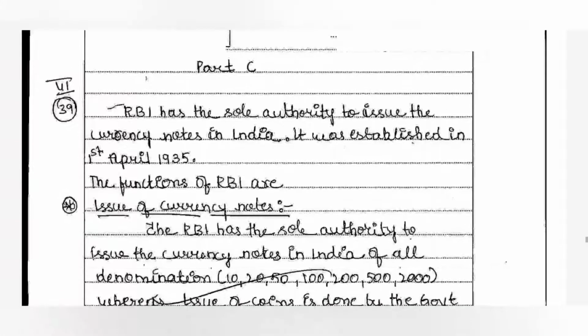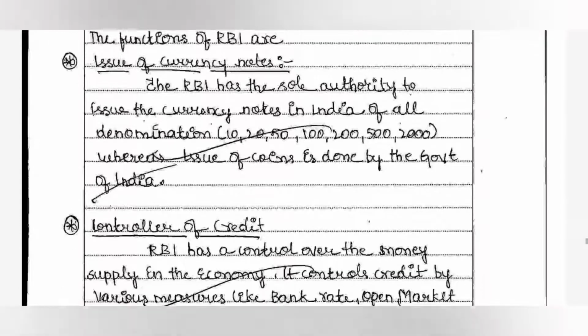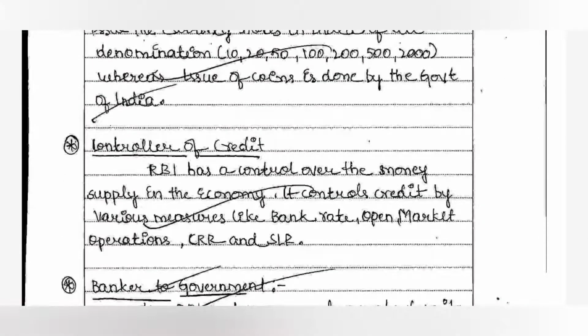In part C we have, what are the functions of RBI? It is also a very important question. RBI is the apex bank which has the sole authority to issue currency notes in India, and it was established on 1st April 1935. So what are all the functions of RBI? Issue of currency notes. Coins are issued by the government of India, but the rest of the notes are issued by the RBI.